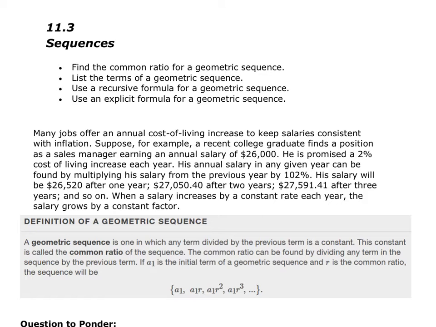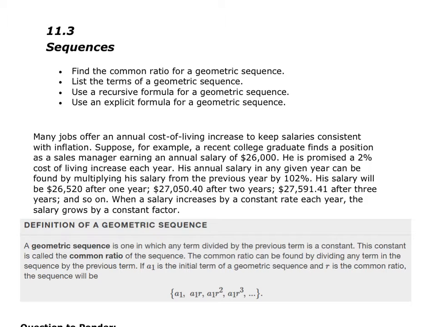I would probably tell you to find a different position, but $26,000 I guess is better than going into debt. He is promised a 2% cost of living increase each year. His annual salary in each given year is found by multiplying his previous salary by 102%. In other words, you are multiplying each salary by its equivalent decimal, 1.02. So you take 26,000, multiply it by 1.02, and that tells you what he's going to get next year with that increase.